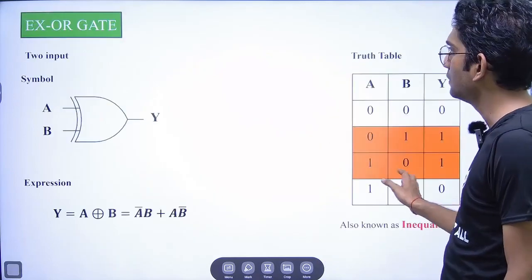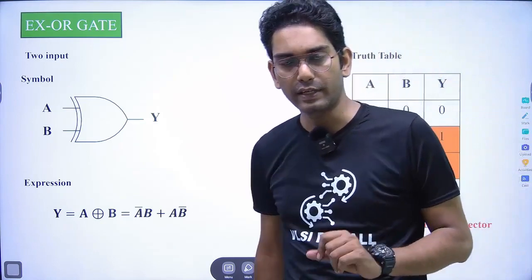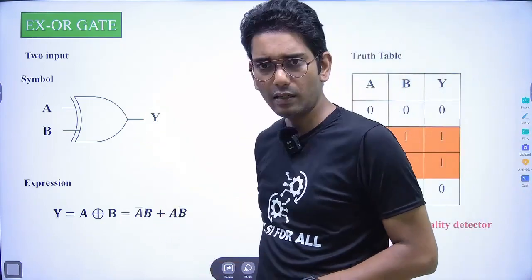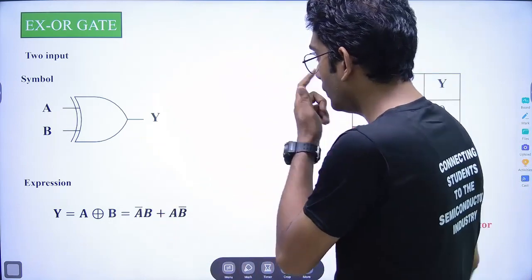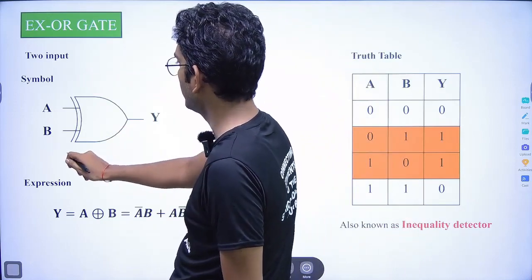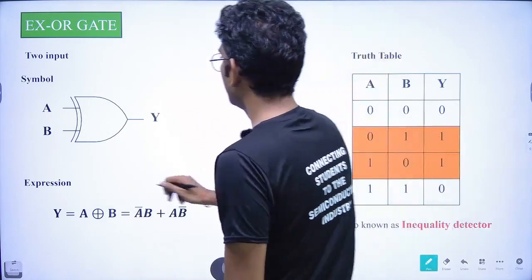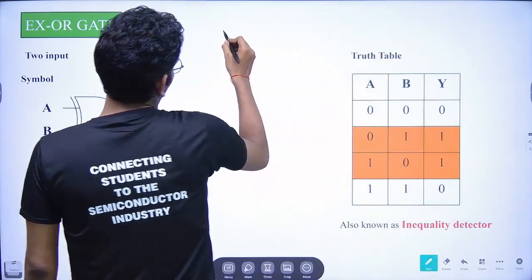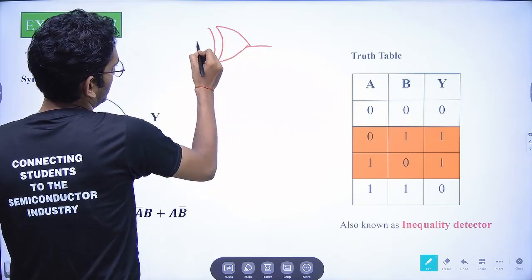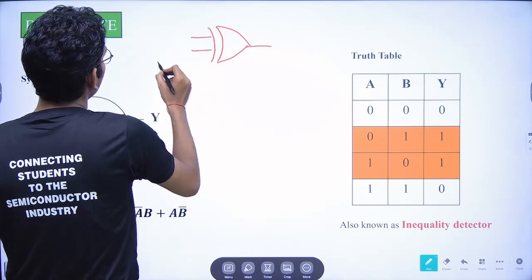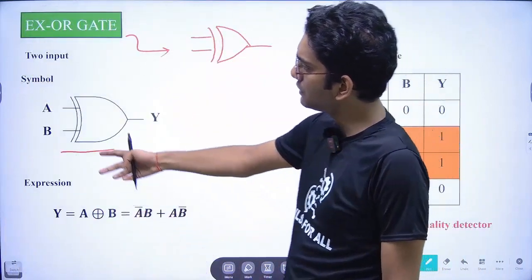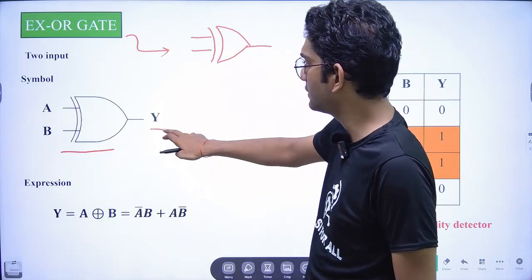Now let's move to the special purpose gates. What I have told you earlier, the special purpose gates are the XOR gate and the XNOR gate. Fine. So this is the basic symbol of the XOR gate. It is the OR gate, and one more line here. Here two inputs are present, A and B, and we are getting Y as the output.